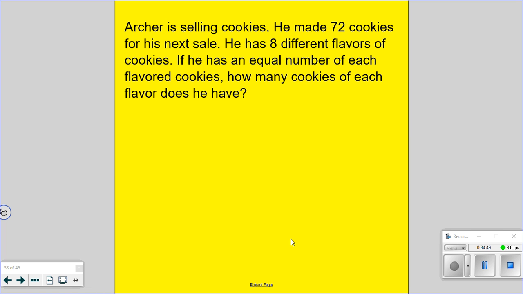All right, friends. So he has 8 different flavors of cookies. If he has an equal number of each flavored cookie, that means if you've got chocolate chip, you've got the same number of chocolate chip as he does snickerdoodle, as he does sugar, as he does oatmeal raisin, the same number as he does caramel. How many cookies of each flavor does he have? Now we're going to do something that we haven't done before. Read that problem again in your head.